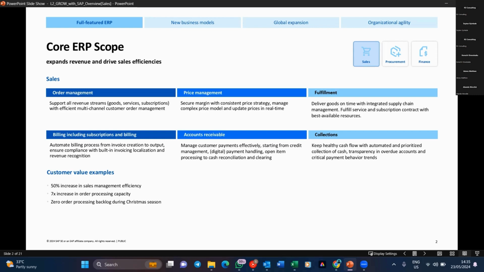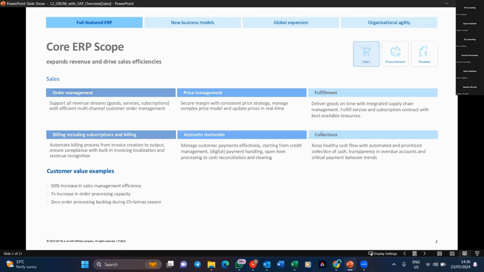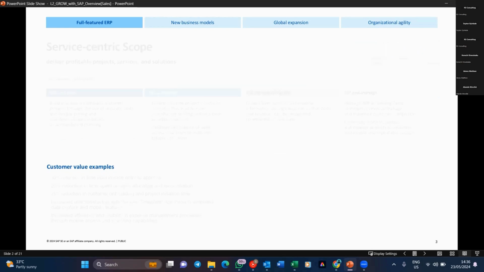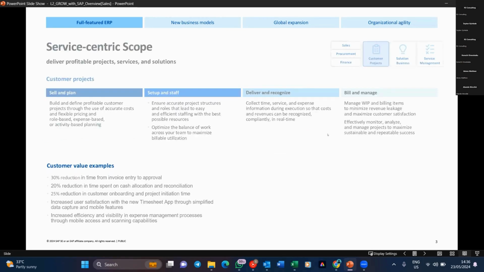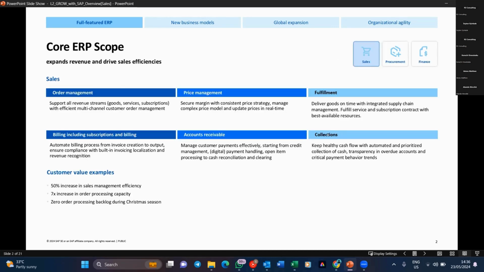And very important also is the accounts receivable. You want a solution that will be able to give you your accounts receivable report. You want to manage customer payments. You want to even start from credit management. And if you handle digital payment systems, those with credit cards, the system also supports it. You also want to keep a healthy cash flow with automated and prioritized collection of cash. The solution, SAP S/4HANA, also supports it.